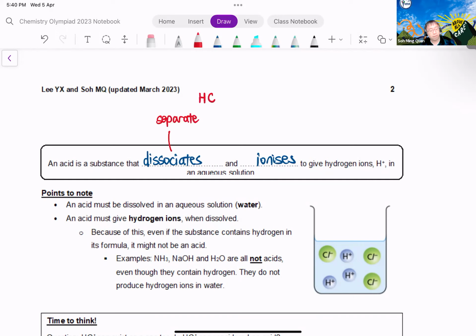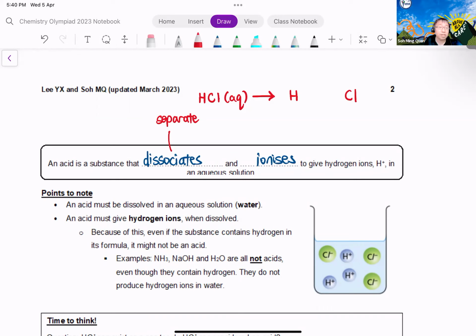For example, we have HCl. At first, HCl is together. The H and the Cl is bonded together by a covalent bond, right? Hydrogen is a non-metal. Chlorine is also non-metal. So it's a covalent bond between hydrogen and chlorine. They are both non-metals, so they share valence electrons to form a covalent bond. However, the moment it's dissolved in water, it separates. What it means is that the covalent bond breaks. The H and the Cl is now separated because the covalent bond has broken.